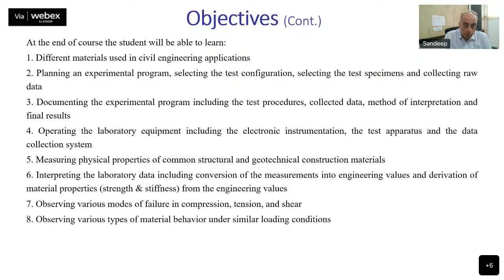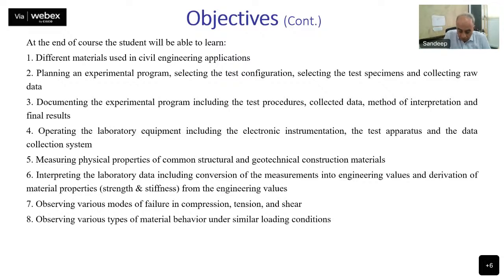And we do expect that at the end of the course and after going through the textbook, the students will be able to learn about whatever different materials are used in civil engineering application. They can plan their own experimental program to select test configuration and test material. They can document the experimental program, and they can operate the laboratory equipment, because this is another area where the students of civil engineering do lack when they go to the site. Most of them have not operated the laboratory equipments by themselves, or they are unaware of the handling of the laboratory equipments. And the student should be able to measure physical properties also, interpret the laboratory data.